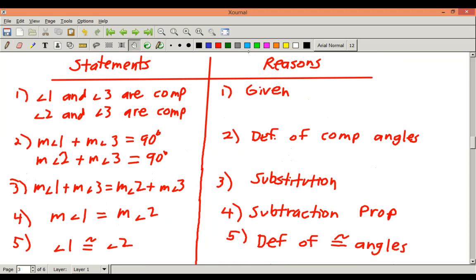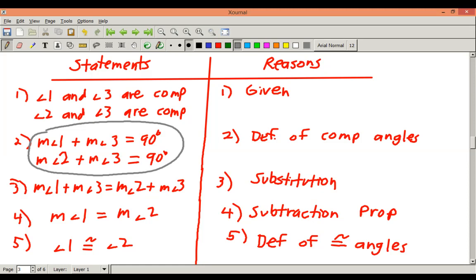Okay, now we're going to do the same thing that we did before. Take these two statements and put them together. So angles 1 and 3 add up to 90. Angles 2 and 3 add up to 90. So the sums are equal: the measure of angle 1 plus the measure of angle 3 equals the measure of angle 2 plus the measure of angle 3 by substitution.